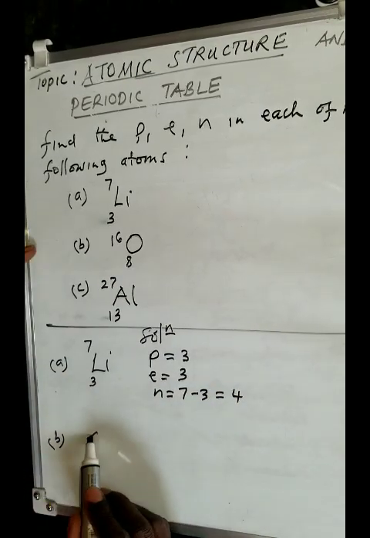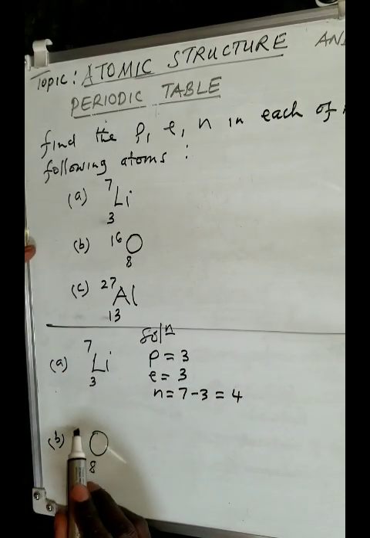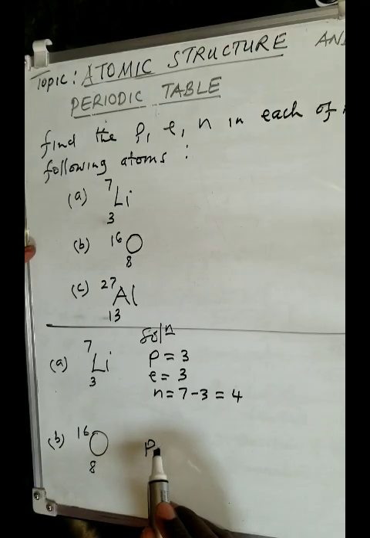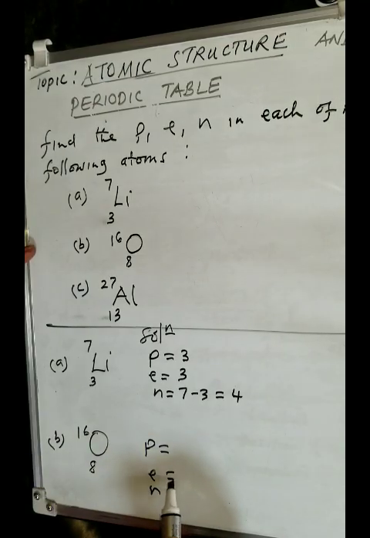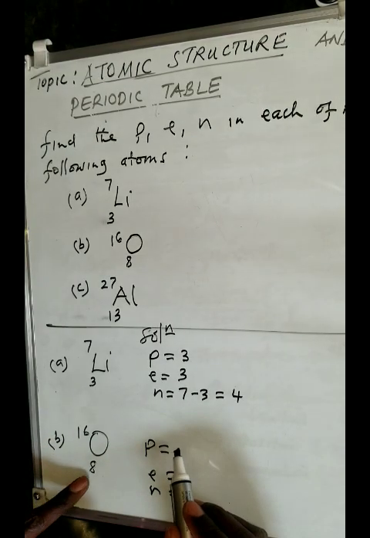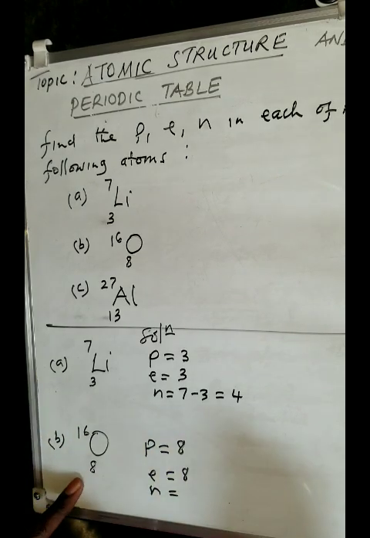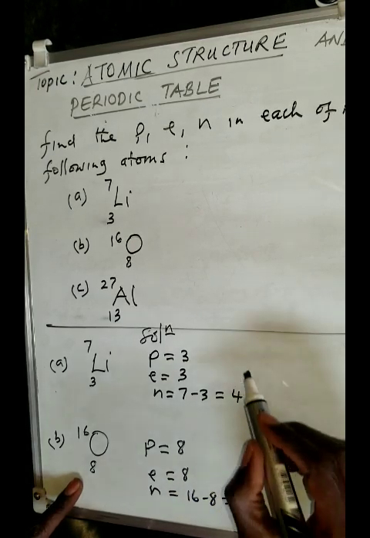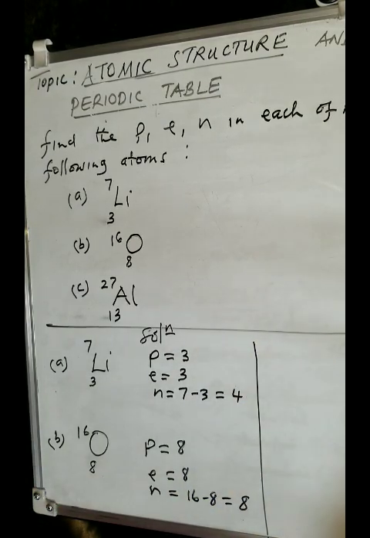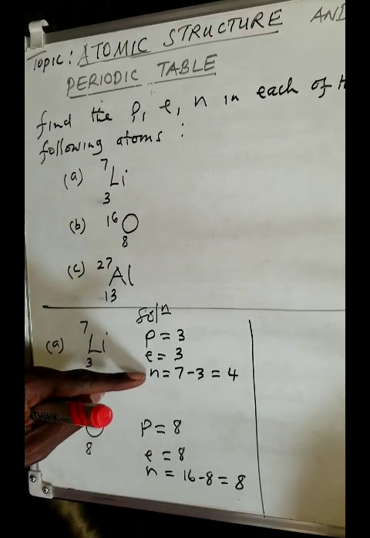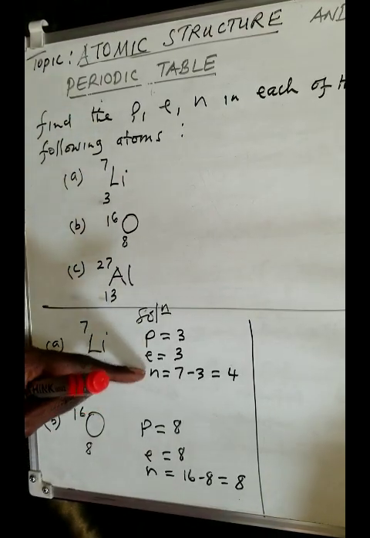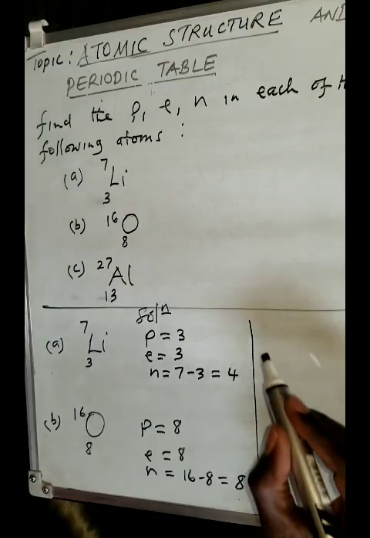B, oxygen atom. If I look at the oxygen atom, how many protons are there? Well, if you look at the number of protons, it is simply 8. Because this is neutral, it means the number of electrons will be 8. How do I get the number of neutrons? It will be 16 minus 8, which will give me 8. So you don't need to struggle when they tell you to find the PEN, protons, electrons, and neutrons.